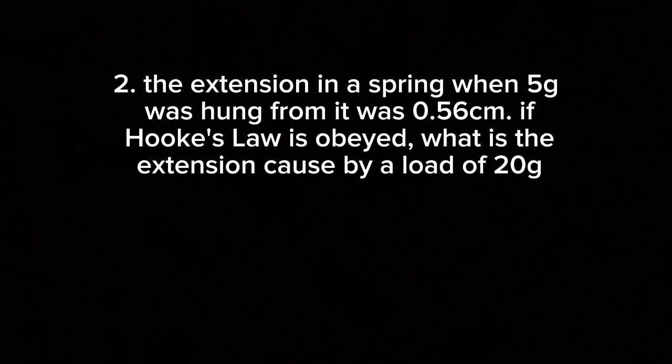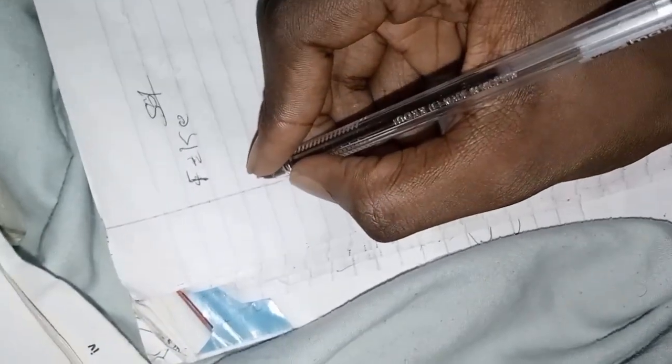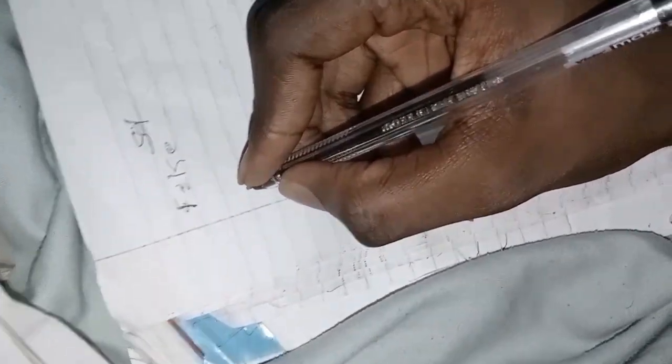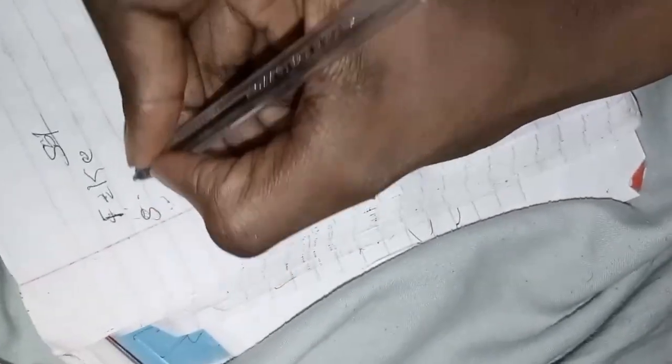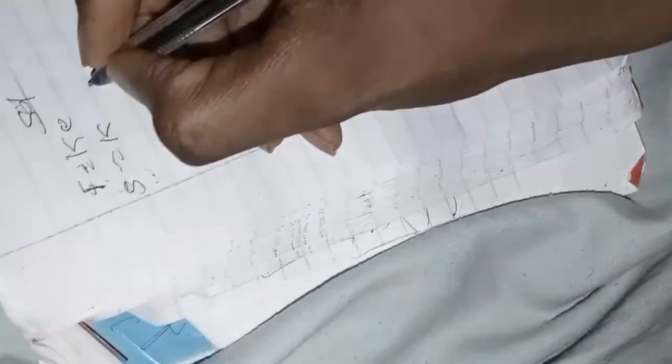The question says the force is given to us, and the extension is given to us. Typically, Hooke's law states that F is directly proportional to the extension, so we use the Hooke's law formula. The force is measured in grams, so the force is given to us as 5 grams, and we're going to be looking at the constant first.